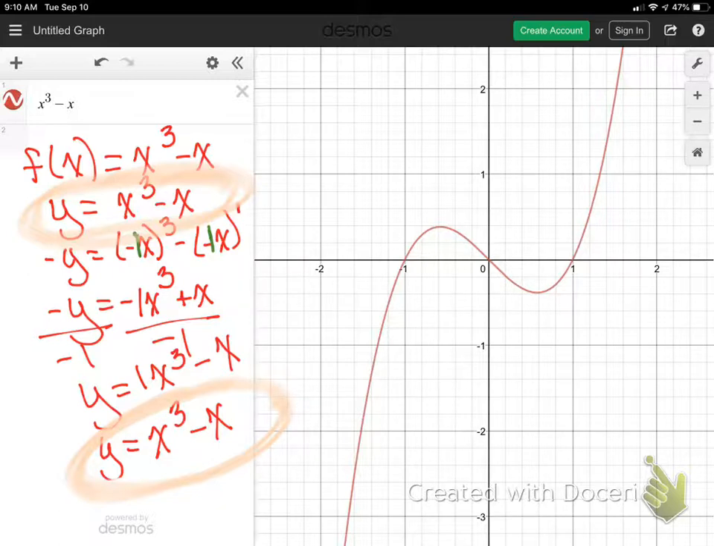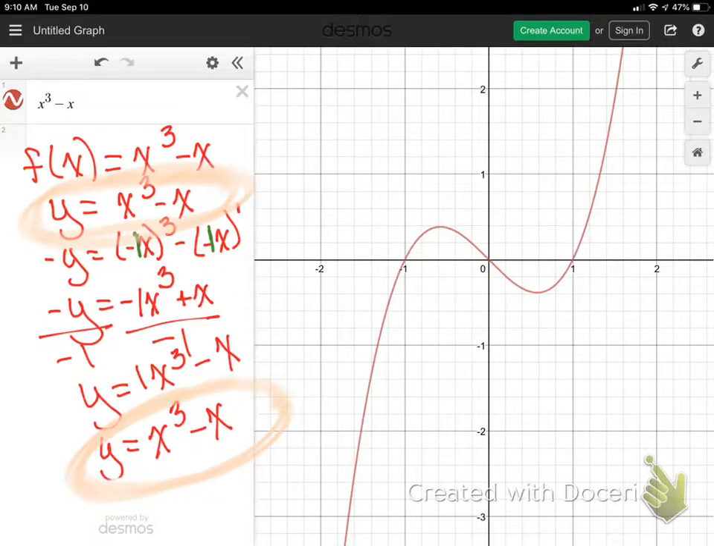If I fold it on the y-axis and I fold it on the x-axis, am I good? Yes. This is an odd function. This odd function has an odd exponent. Because it has an odd exponent, I have to test to see if it's an odd function, but it doesn't automatically make it an odd function. Okay? So this is a situation where I do have an odd exponent and it is an odd function.